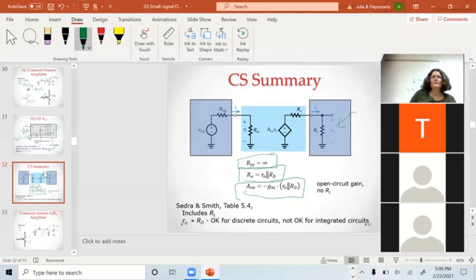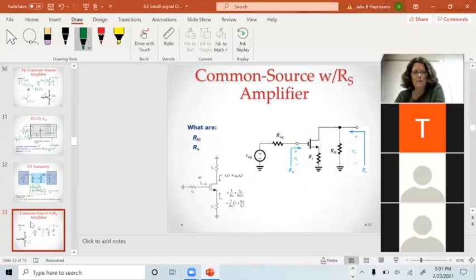Putting these resistors into the circuit works really well when I'm building something on a printed circuit board. I can't build resistors with any accuracy inside an integrated circuit, unless they're huge. So we've got to figure out a way to do this with transistors, and that will come later. Basically, I'm going to take that resistor and replace it with a transistor that is acting like a resistor. We'll get to that later.